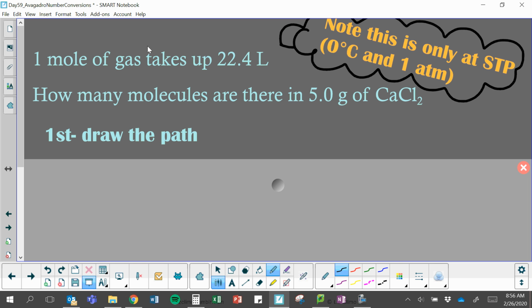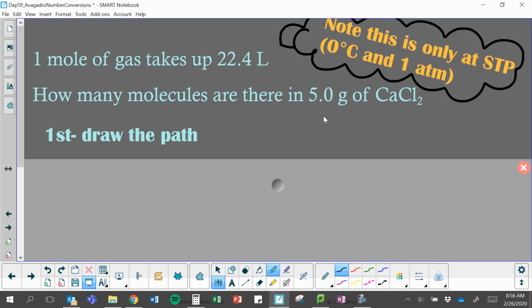We can also do a similar type of conversion with liters. So we're going to start this by drawing our path again, because I can tell you that 1 mole of gas takes up 22.4 liters. This is something that's only going to happen at STP, which stands for standard temperature and pressure, which is 0 degrees Celsius and 1 atm. You don't quite have to worry about this yet. We'll get to this when we talk about gas laws later in the year.